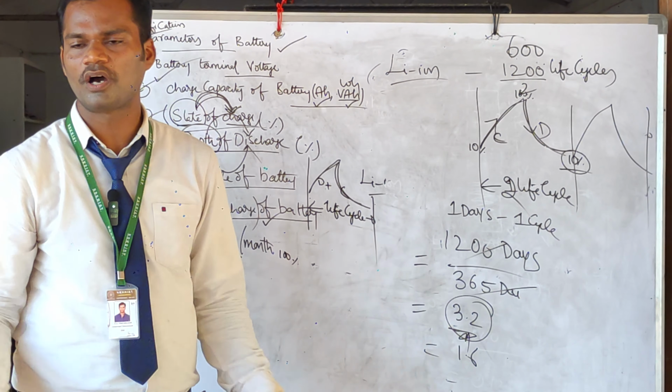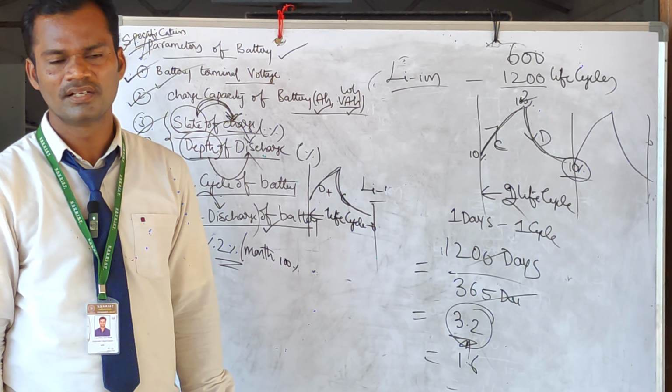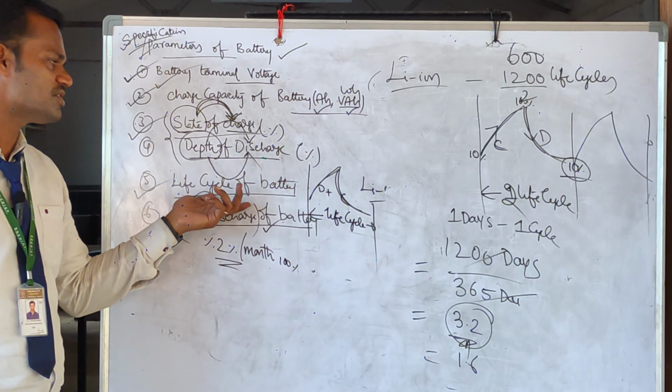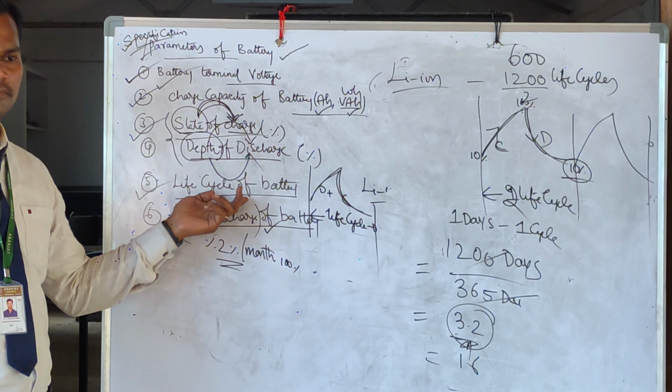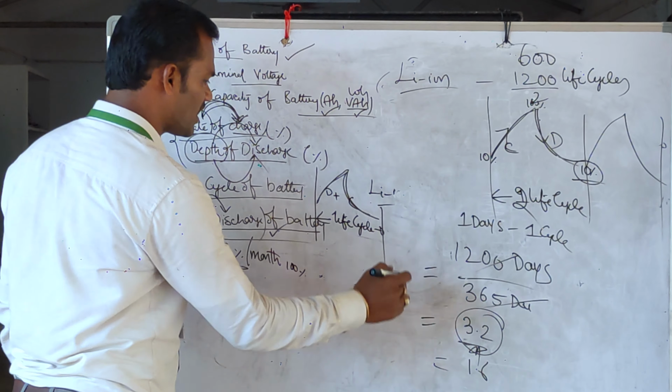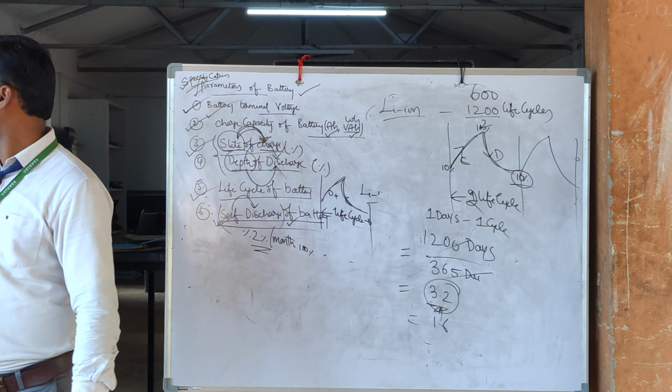That's all. So half of the lifetime will fall down. Okay, so we have to take care of this; this is called the life cycle of a battery. Next one is self-discharge rate. So what is meant by self-discharge rate?